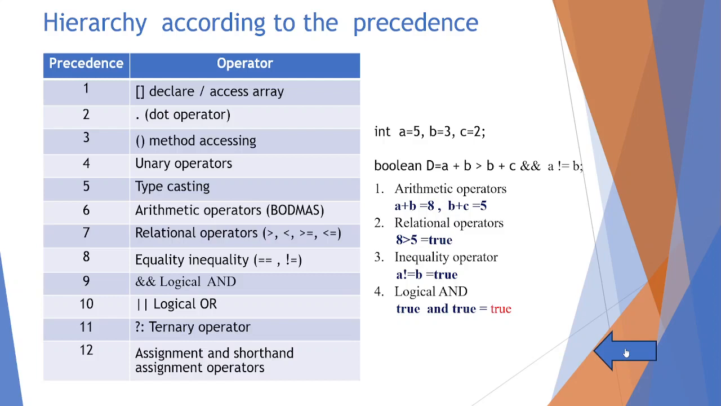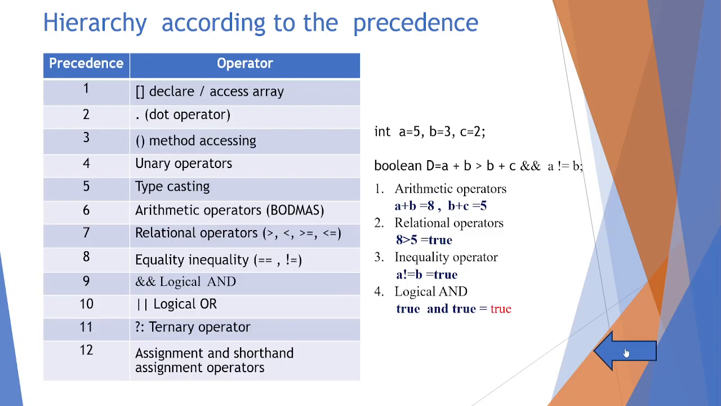First of all, I have to evaluate arithmetic operators, that is 6th priority. Then relational, because 7th priority. Then inequality operator at the end, that is 8th priority. Then comes logical AND, that is 9th priority. So in our way of executing, first is arithmetic, second is relational, third is inequality, fourth is logical AND.